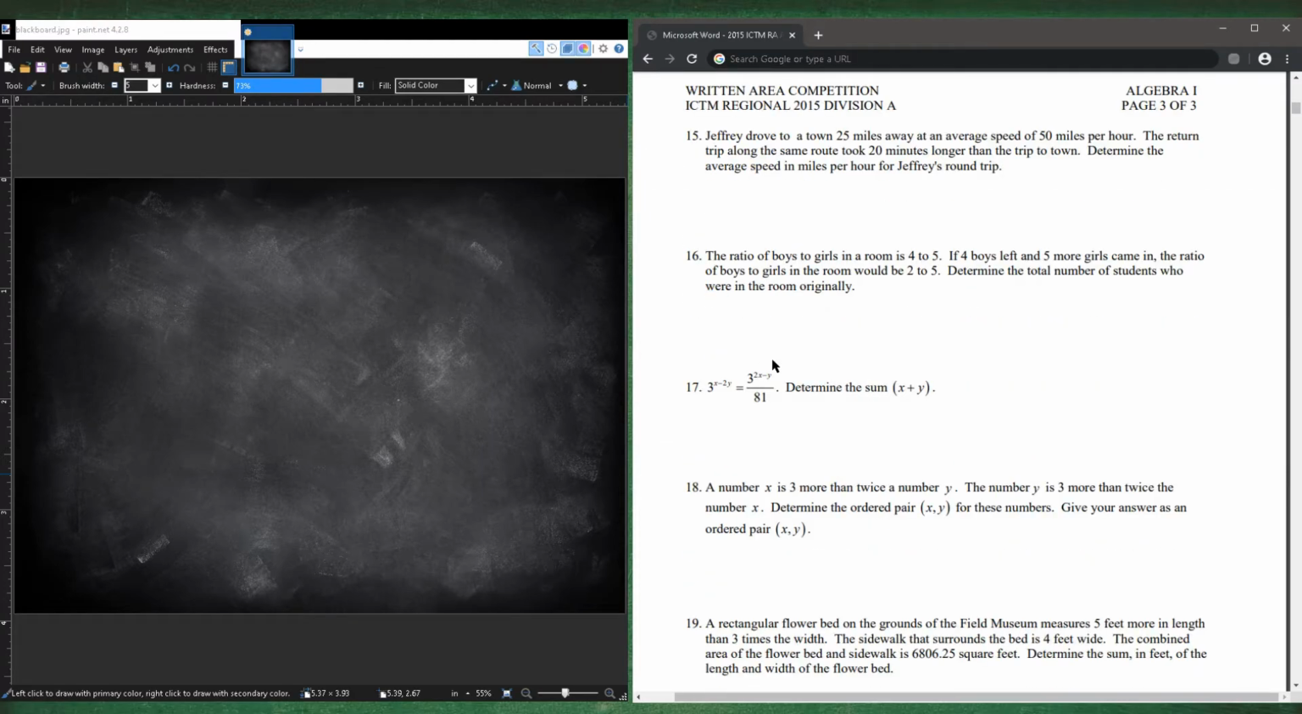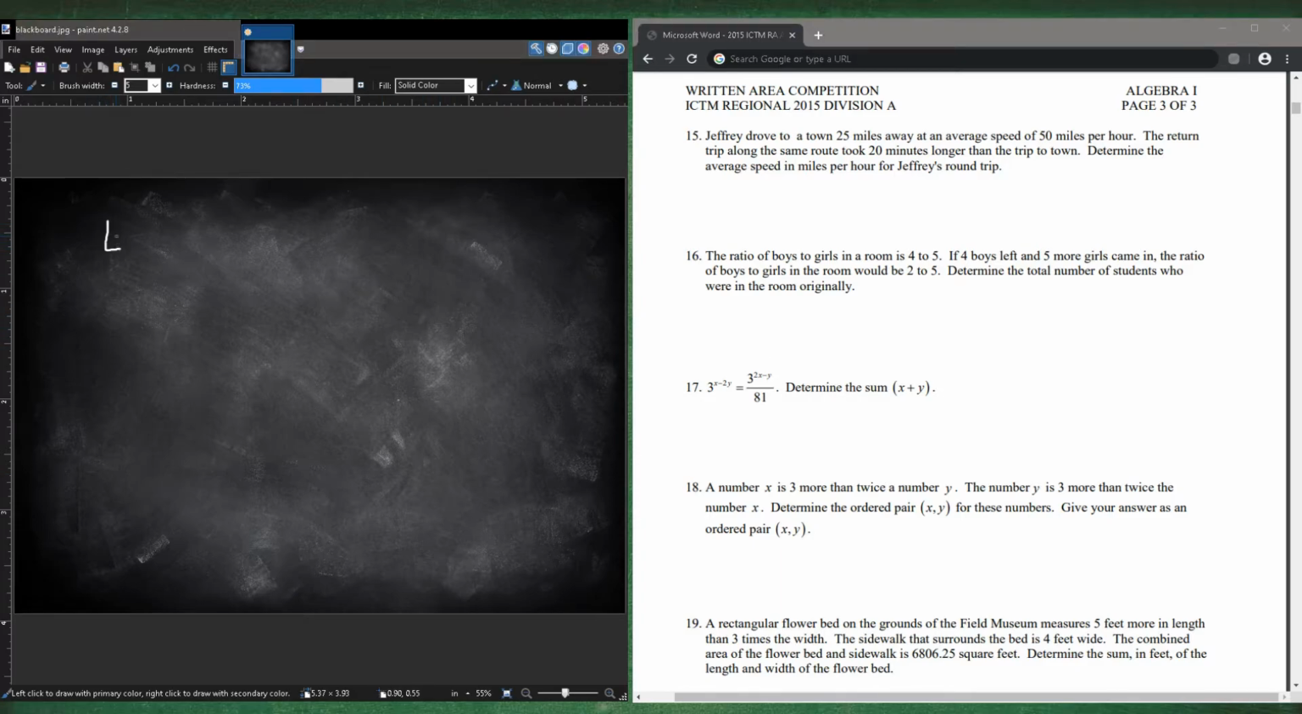Number 16. The ratio of boys to girls in a room is 4 to 5. Okay? So if 4 boys left and 5 girls came in, the ratio of boys to girls would be 2 to 5. Determine the total amount of students who were in the room originally. Okay, so the ratio is 4 to 5, so it's 4x over 5x. So boys to girls. So if 4 boys left, so minus 4 boys, but 5 more girls came in, right? So plus 5 girls. The ratio of boys to girls is 2 to 5. So the ratio is now equal to 2 over 5.